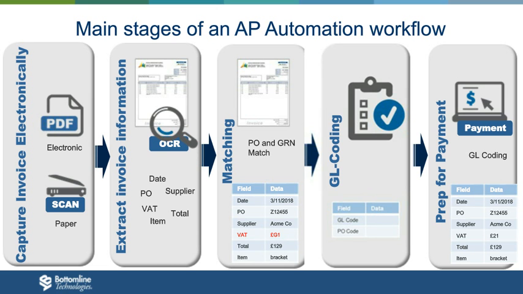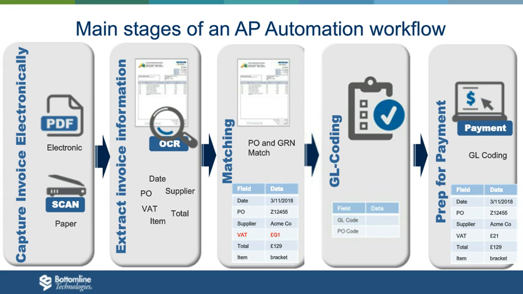The next stage is GL coding, which is tagging the invoices for cost centres to drive approval processes and workflows. And then finally, payment preparation, passing through the processes of workflows, etc., to make sure that those invoices are ready for payment. Like I said, we're going to talk about those in a little bit more detail as we go through today.